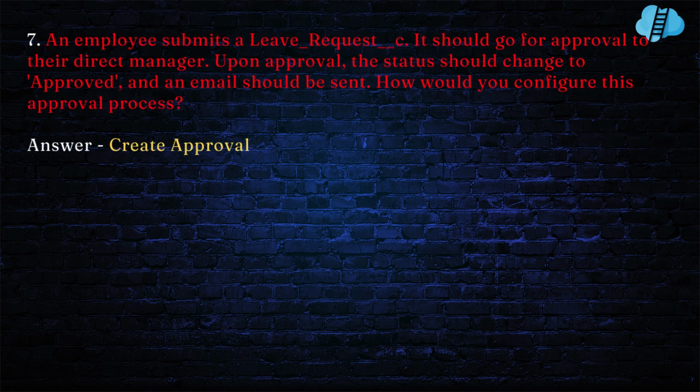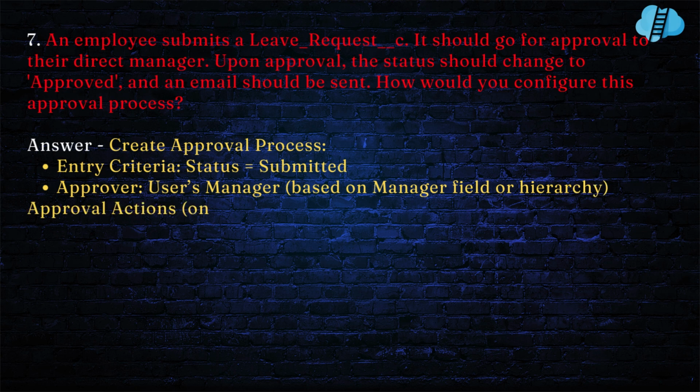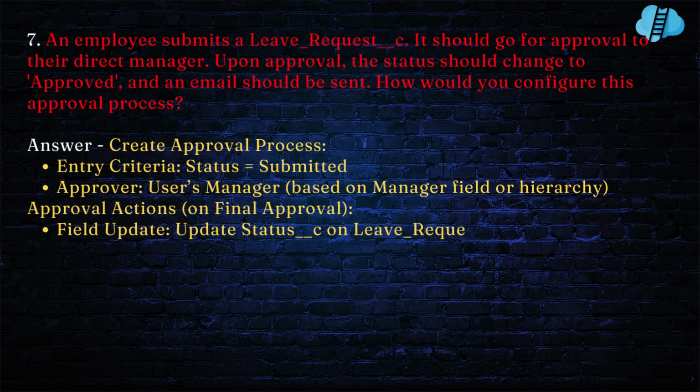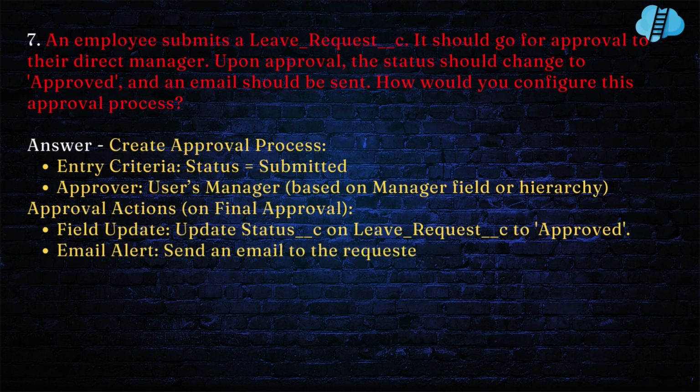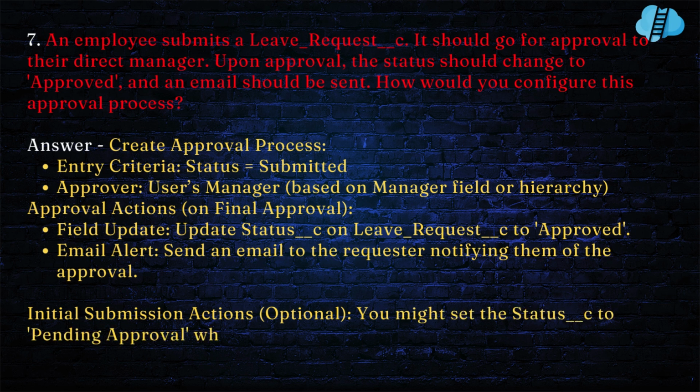Answer: create approval process. Entry criteria: Status equals Submitted. Approver: use manager, based on manager field or hierarchy. Approval actions: on final approval, field update: update Status__c on Leave_Request__c to Approved. Email alert: send an email to the requester notifying him of the approval. Initial submission actions, optional: you might set Status__c to Pending Approval when the record enters the approval process.